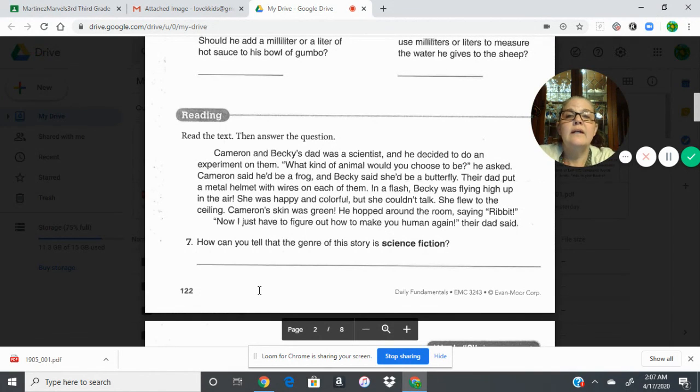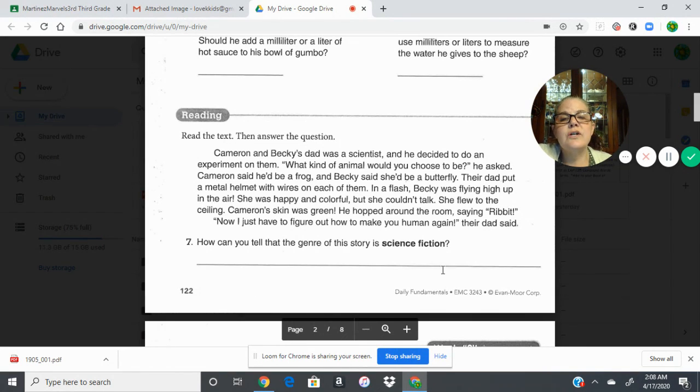Cameron and Becky's dad was a scientist, and he decided to do an experiment on them. "What kind of animal would you choose to be?" he asked. Cameron said he'd be a frog, and Becky said she'd be a butterfly. Their dad put a metal helmet with wires on each of them. In a flash, Becky was flying high up in the air. She was happy and colorful, but she couldn't talk. She flew to the ceiling. Cameron's skin was green. He hopped around the room saying, "Ribbit." "Now I have to figure out how to make you human again," their dad said.